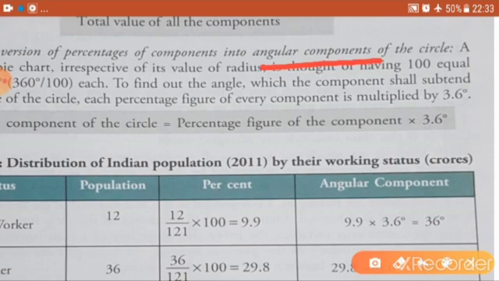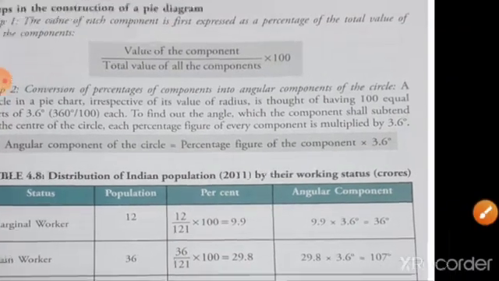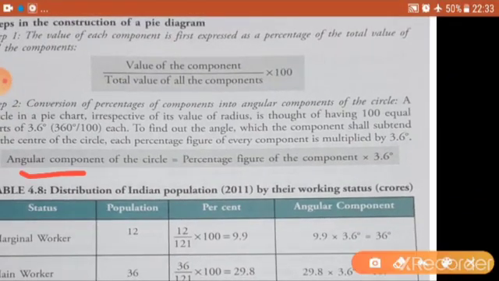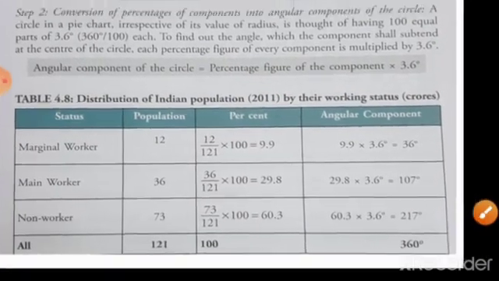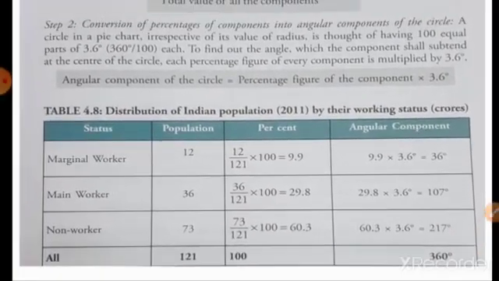So based on the pie diagram, that is the pie chart, each component will be expressed in the form of percentage. So the 360 will be divided by the 100, so it gives 3.6 degree. Clear? So here it is mentioned that the angular component of a circle is percentage of component into 3.6 degree. So we take the percentage we get for the component into 3.6 degree. From this tabular column we can understand clearly.